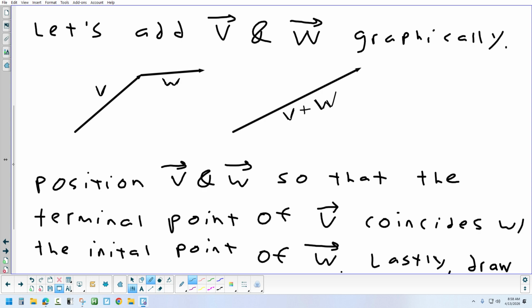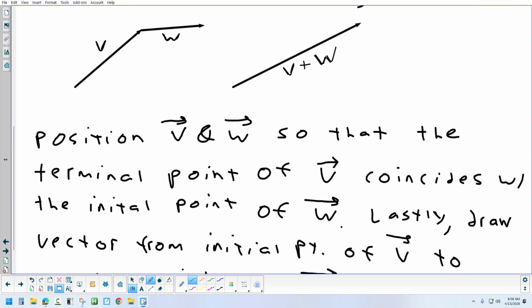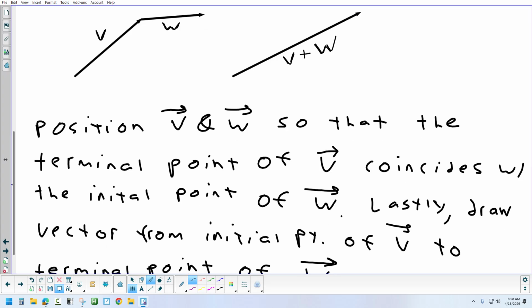Any question how I line those vectors up to add them?